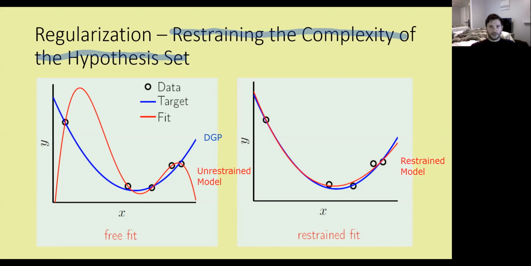The restrained model is doing a much better job of predicting the underlying data generating process. That's really the idea behind regularization. It actually changes the optimization problem a little bit with respect to our cost minimization procedure. We're going to incorporate another term that forces a trade-off with respect to the parameters we're going to estimate.